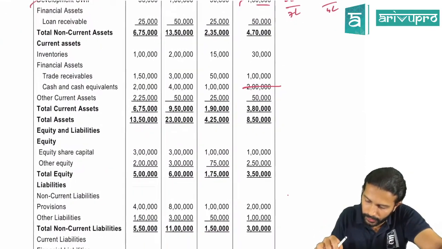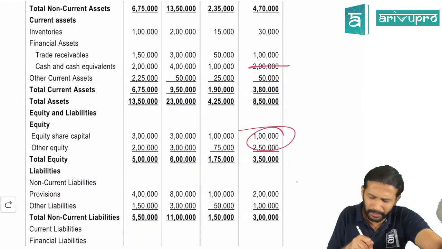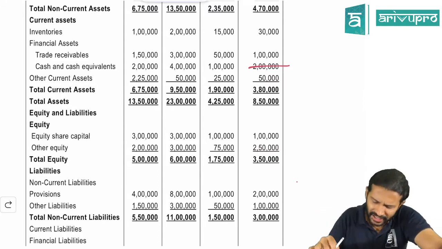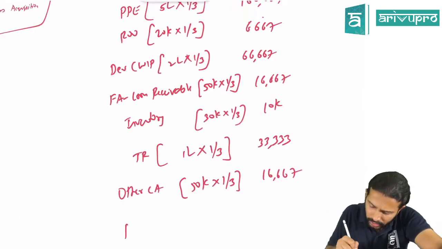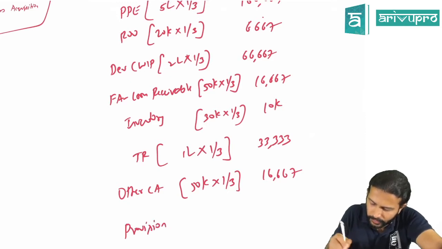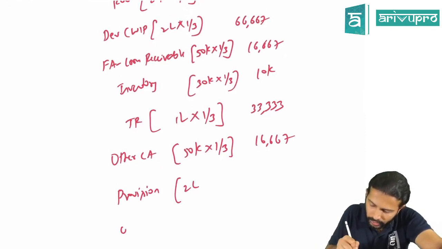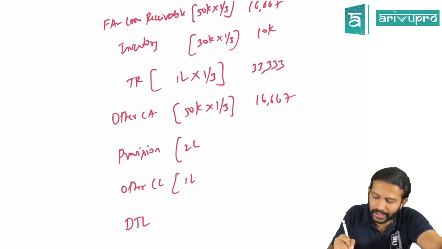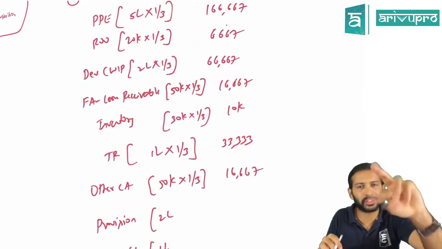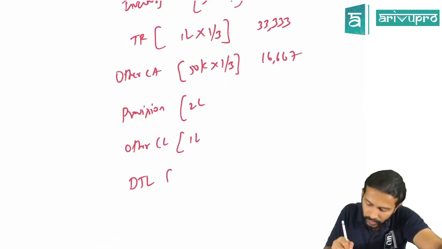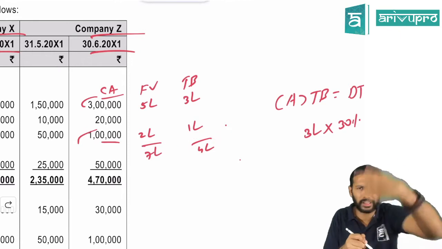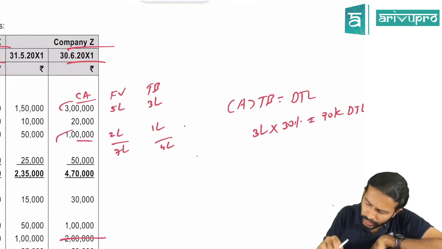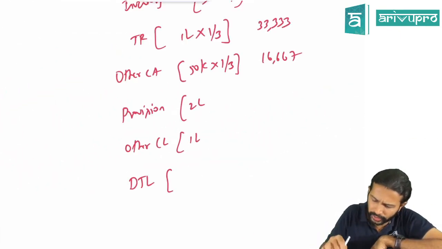And then liabilities. Equity share capital and other equity can't be taken over, only assets and liabilities. Provision 2 lakh, other current liability 1 lakh. But we also have a deferred tax liability over here. If you want, you can put up a separate working note for that as well. DTL we already calculated, so right now I'm showing you. If you want, you can show DTL as a separate working note. Total DTL is 90,000.